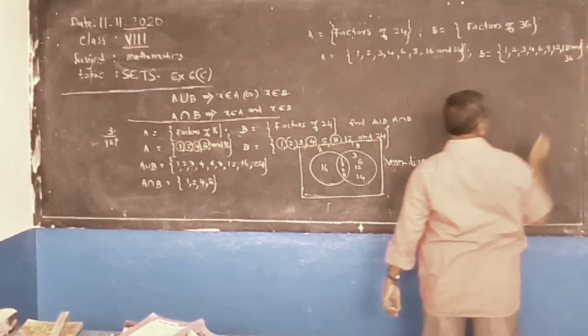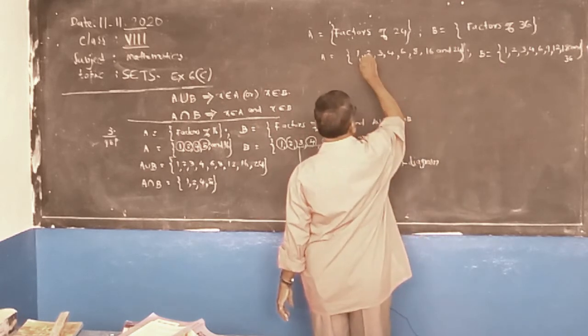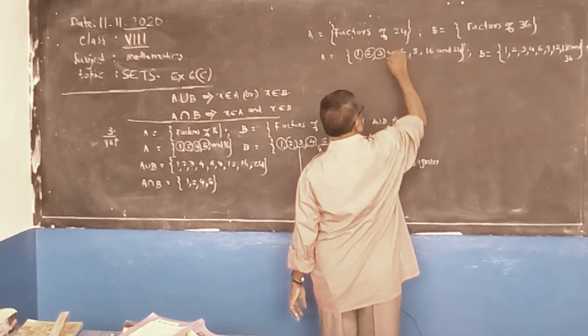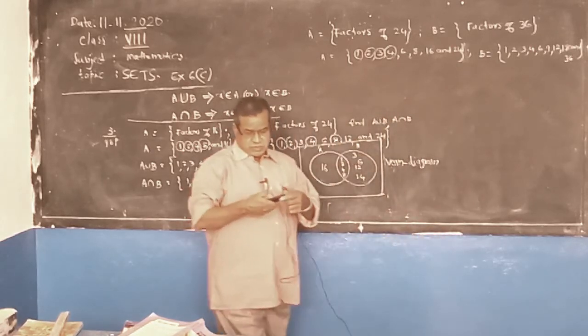These are the factors. Now, what are the common ones? 1, 2, 3, 4.